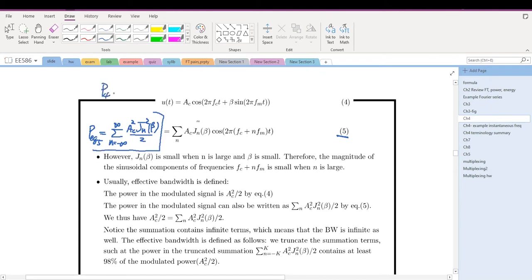We know the power for equation 4 equals Ac squared divided by 2. So if I do the infinite sum, theoretically it can be proven that it equals Ac squared divided by 2, which equals the power in equation 4. But if we do the summation from minus infinity to infinity, then the bandwidth of the signal will be infinite. In practice, we cannot occupy infinite bandwidth.